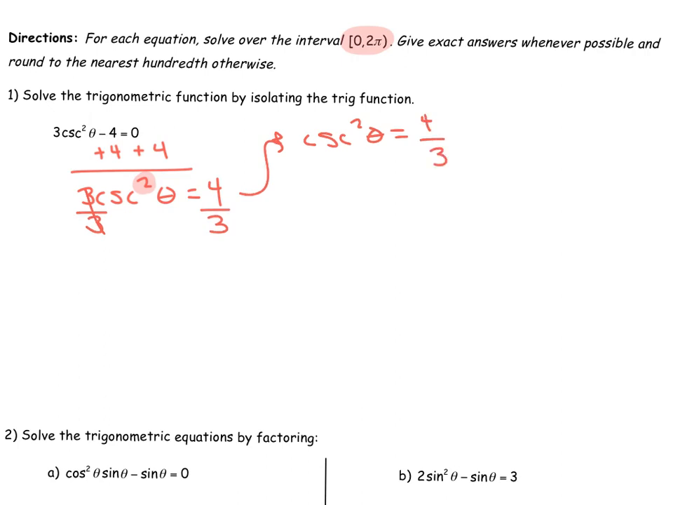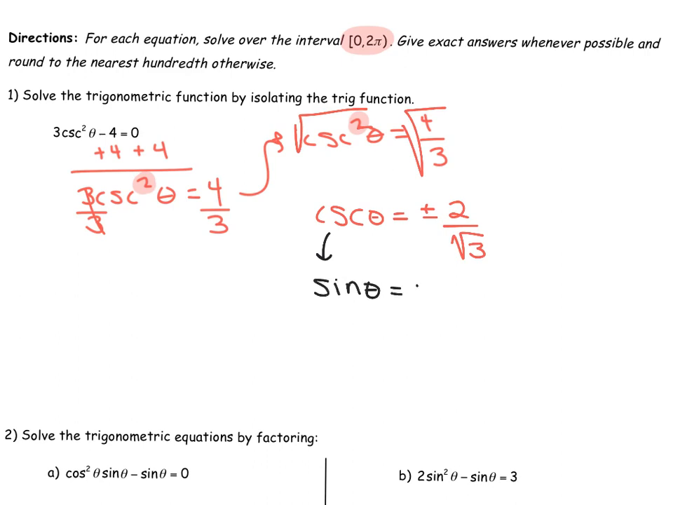To get rid of a squared, we square root. So I'm going to square root both sides. And don't forget your plus or minus. So we'll have cosecant of theta is equal to plus or minus. Square root of 4 is 2. So I'll have 2 over radical 3. All right, but now I want to get that into simpler terms here for us. I don't like dealing with cosecant. I want to look at its reciprocal trig function. The reciprocal of cosecant is sine. So this is equivalent to sine theta being plus or minus the square root of 3 over 2.